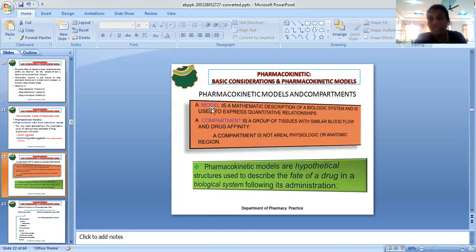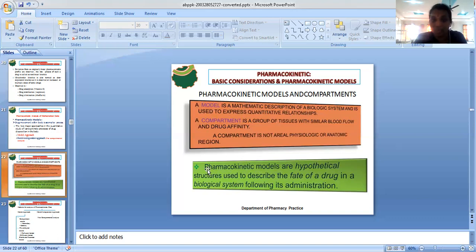Simply you can say that a model is a mathematical description to give the quantitative relationship in the biological system once the drug is administered. Here the compartment is a group of tissues with similar blood flow, and the compartment does not have any real physiological or anatomical region. And the pharmacokinetic models are hypothetical.